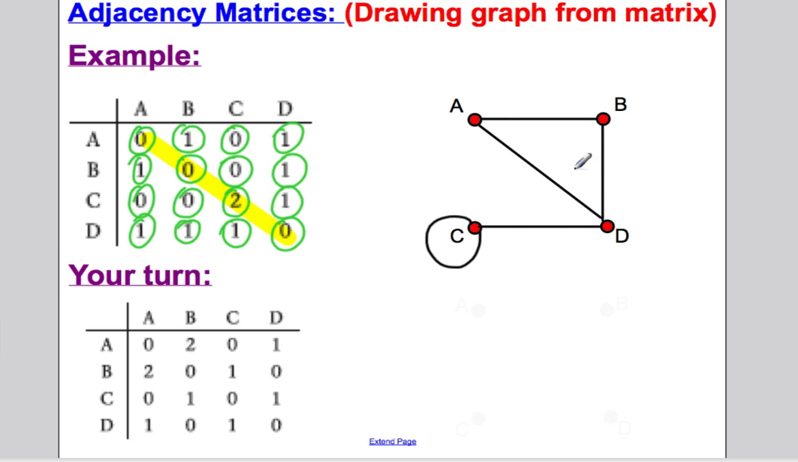There are many ways of drawing that graph out, isomorphic to this, but I found it easier to draw it in a square format. Now, I'd like you to pause the video, have a go at this adjacency matrix below, see if you can draw the graph represented by that adjacency matrix. I'll go through the answer in 10 seconds.